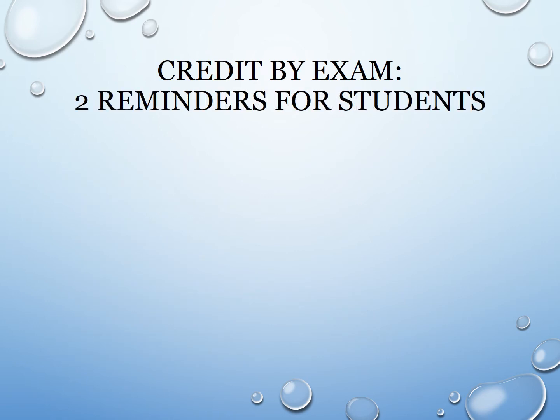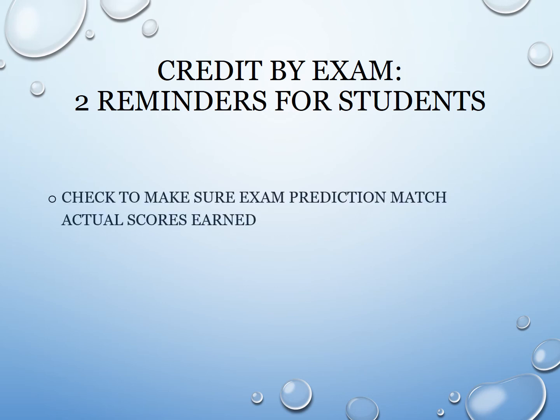So before we move into talking about dual enrollment, I just wanted to go over two reminders that you're going to want to make sure that you are giving to your students in regards to AP, IB, ACE, credit by examination, incoming credit coursework. Always make sure the exam prediction matches the actual scores earned. We kind of talked about this as it relates to some of the other courses early on, but just make sure to remind the student to check to make sure that everything matches up and that they still have all the prereqs they need to be able to take the classes they've selected at preview.